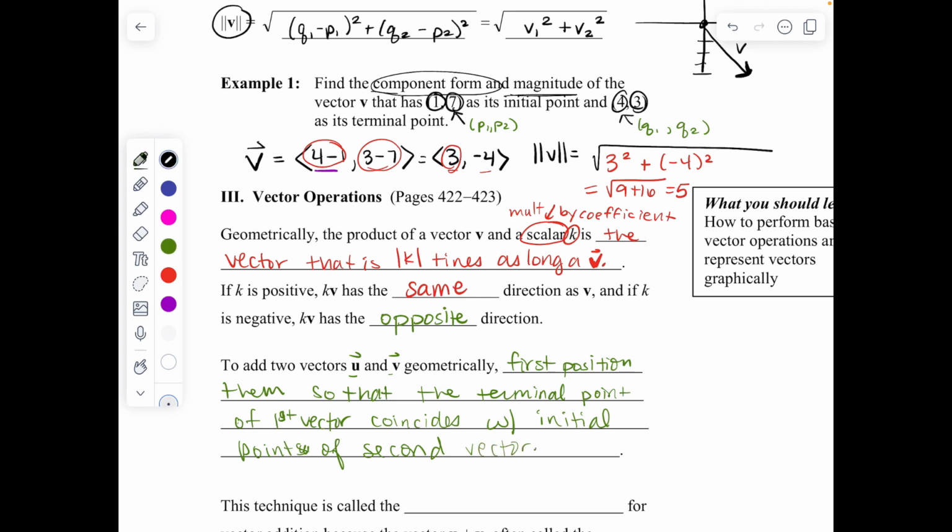So if you're like, what in the world does that look like? It looks like this. So let's say I've got two vectors. We'll call this vector u. And if I wanted to know how to add it to vector v, instead of having it start at 0, 0, I'm going to stick it right on that ending point of u. So let's say this is vector v. Then my total result would be as if I started here and I ended here. And that's that resultant u plus v.